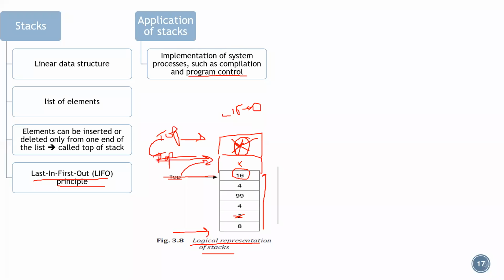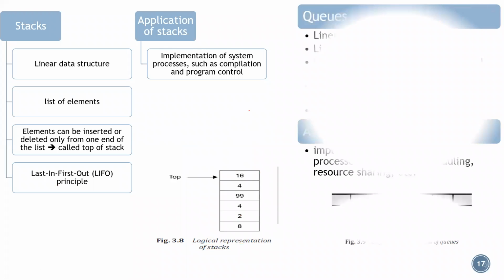Since this is removed, this becomes the top element. That is the top of the stack. If this is also removed, this becomes the top of the stack. So this is how the stack looks.